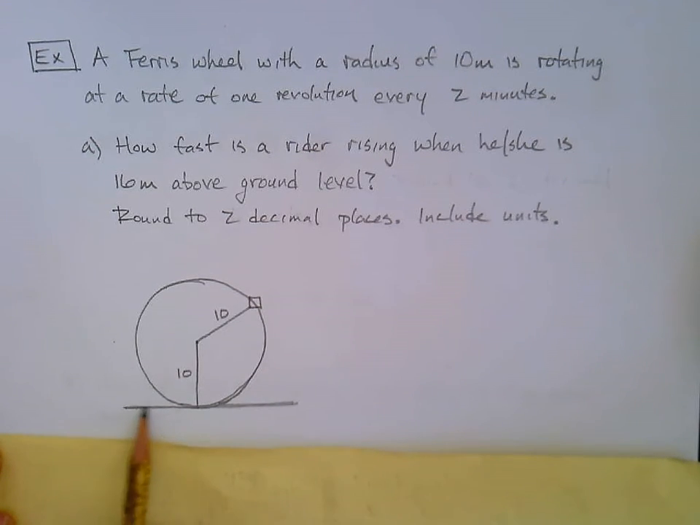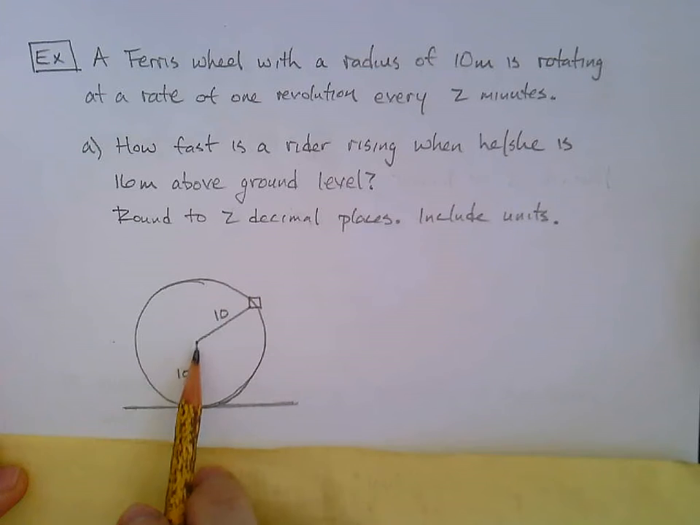A lot of times with Ferris wheels, you'll see them where they dig out, like the ground is lower underneath so the Ferris wheel can pass through, and you actually get on at ground level. So that's what's happening here.